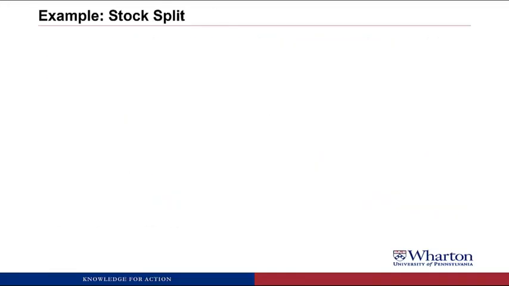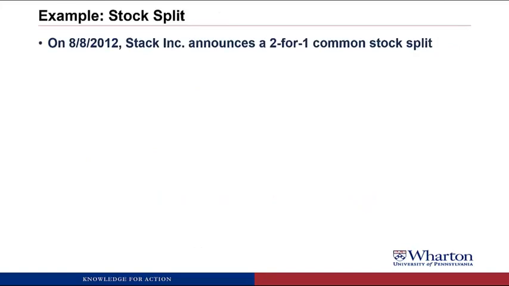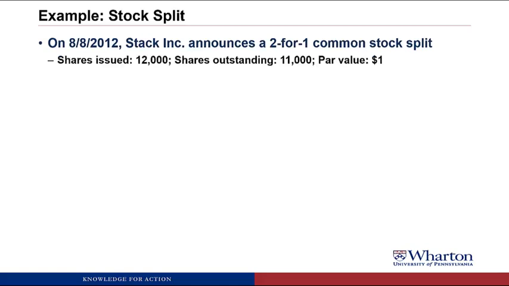Next, let's look at the example of a stock split. On August 8th, 2012, Stack Incorporated announces a 2-for-1 common stock split. So they're going to exchange 1 share of current stock for 2 shares of the new stock. At this point, there are 12,000 shares issued, 11,000 shares outstanding, and the par value is $1. So why don't you go ahead and try to do the journal entry to record the stock split.